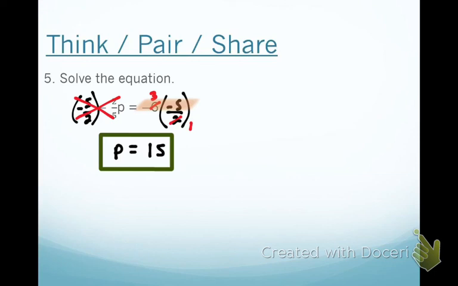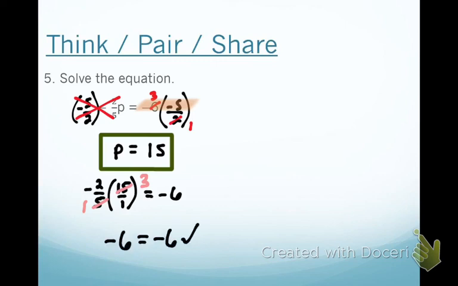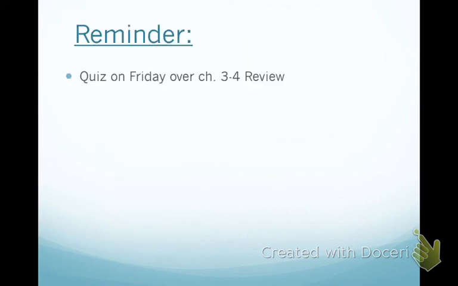All right, let's go back. Negative 2/5 times 15, I could put over 1, equals negative 6. Once again, that becomes a 1 and a 3, and I can see it is in fact true. Negative 6 equals negative 6. Okay? I hope that's helpful for you.